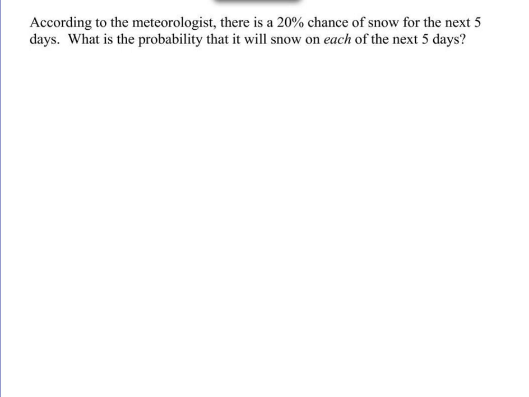According to the meteorologist, there's a 20% chance of snow for the next 5 days. Sounds awesome. What is the probability that it will snow on each of the next 5 days? So if you ever look at a weather report, you'll see 20% chance of snow 5 days in a row. And you're like, wow, it's going to snow the next 5 days. Is that true? No, it's only a 20% chance each day. But what is the probability that you would actually see snow on all 5 of those days?